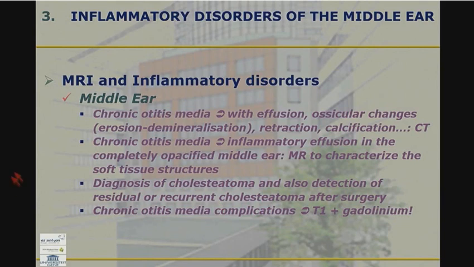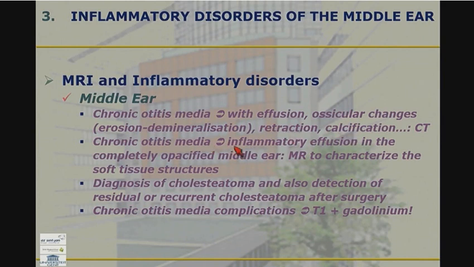So if we look then for the middle ear chronic infection, that's more important for MR. If you have chronic otitis media, you will start with CT. These patients have conductive hearing loss. You look at the ossicles, demineralization, retraction, tympanosclerosis.